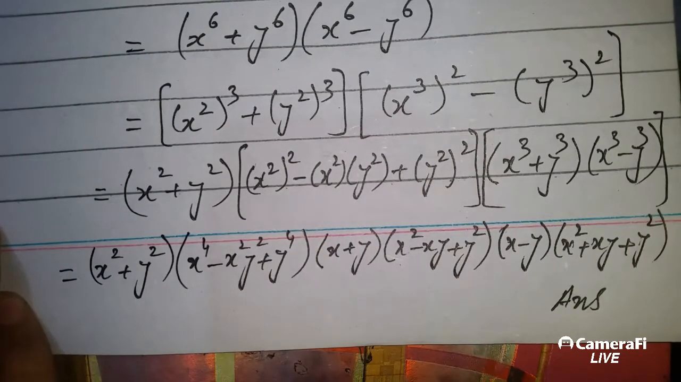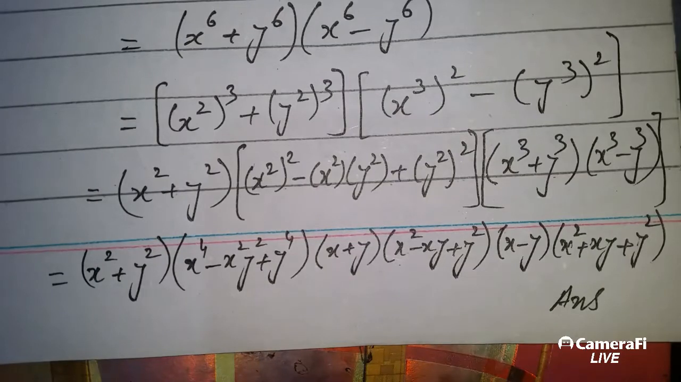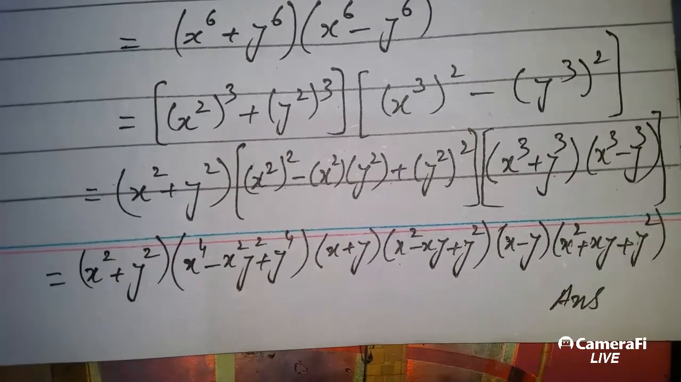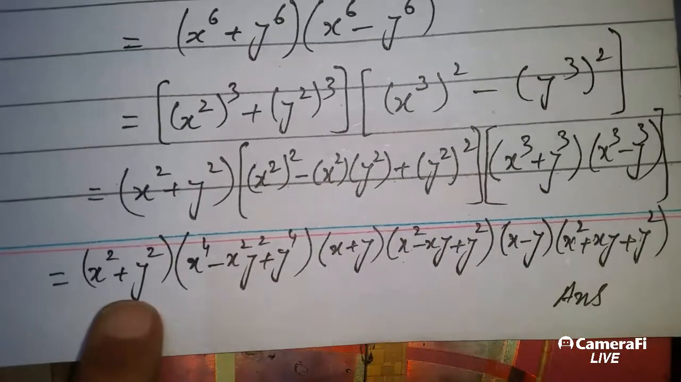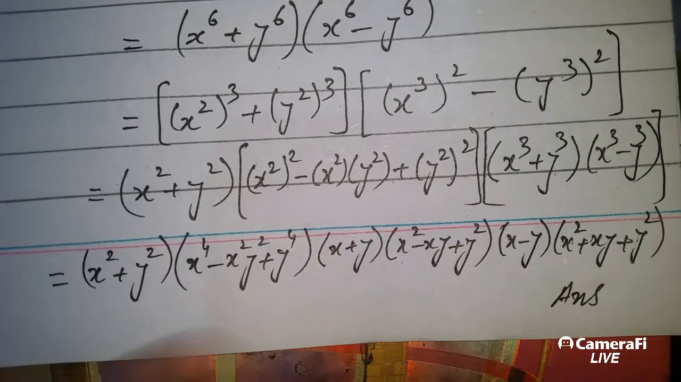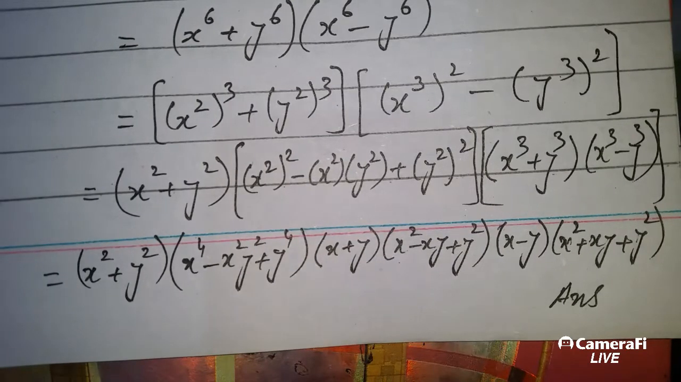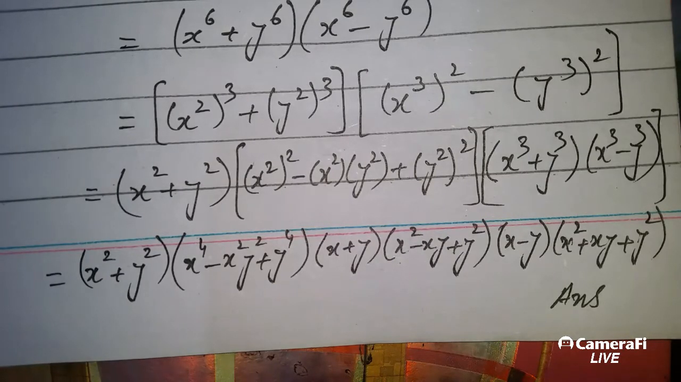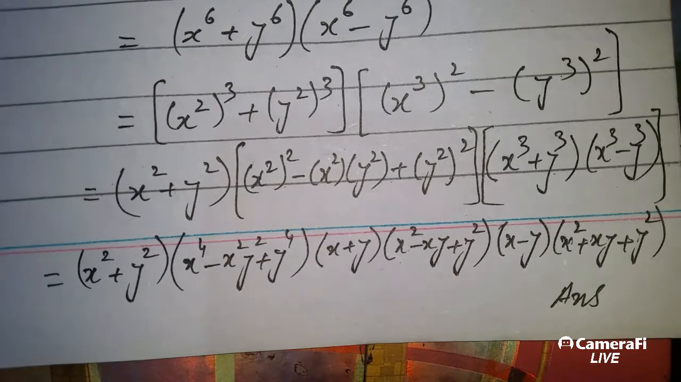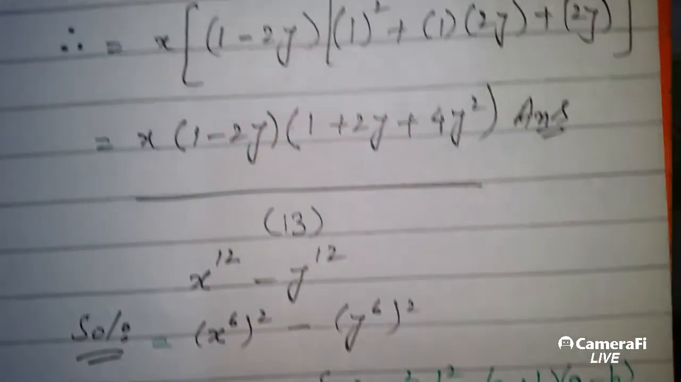Further simplification can also be done if I combine these two terms, x plus y into x minus y. It will become x square minus y square, and then I can combine this term with the product of these two terms, and it can become x power 4 minus y power 4. But that is not required because it is not written in the answer, so we can just leave it here as it is. So this is the answer to problem 13. Let's go to the next problem.